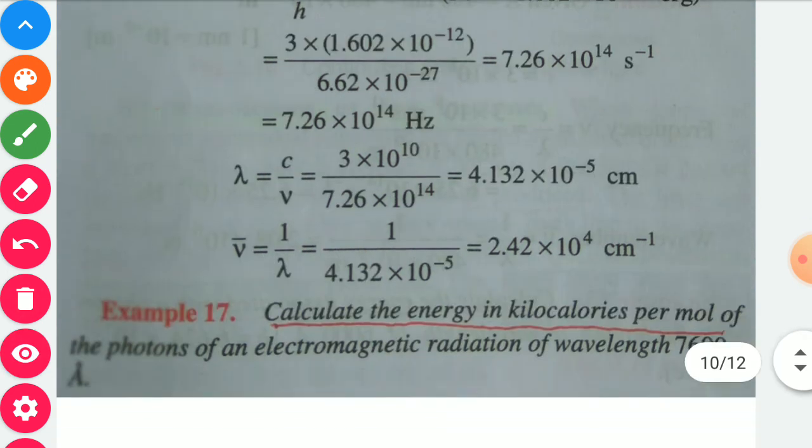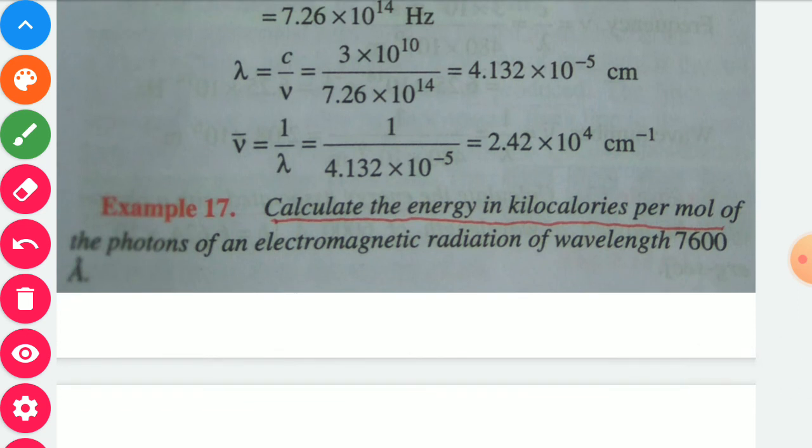Now next question is: calculate the energy in kilocalorie per mole of the photons of an electromagnetic radiation of wavelength 7600 angstrom. So class, remember that in this question we have to not only find the energy of one photon, we have to find the energy of one mole of the photon. So 1 mole of the photon means 6.023 into 10 power 23 photons.